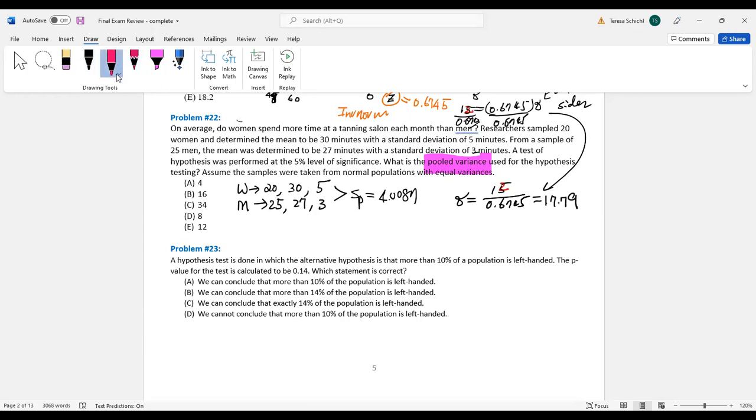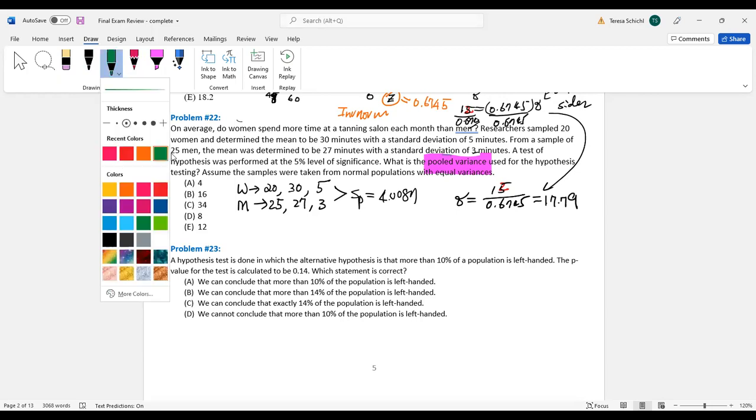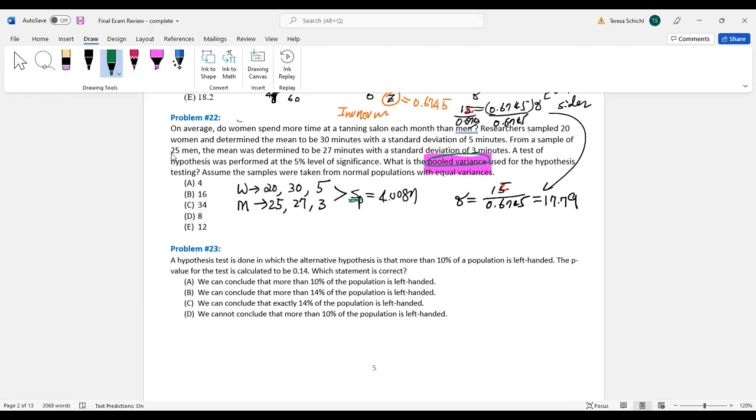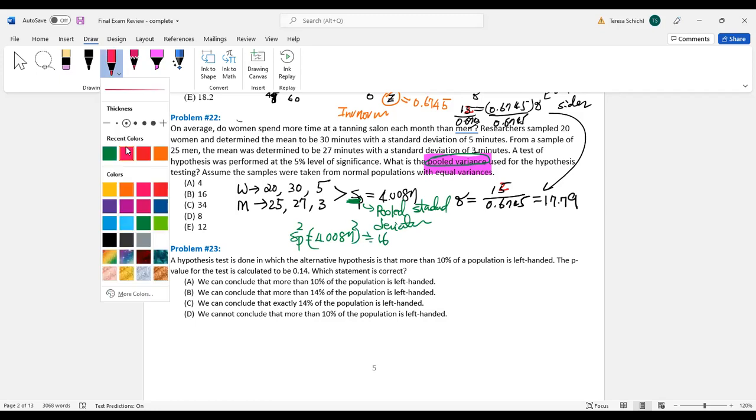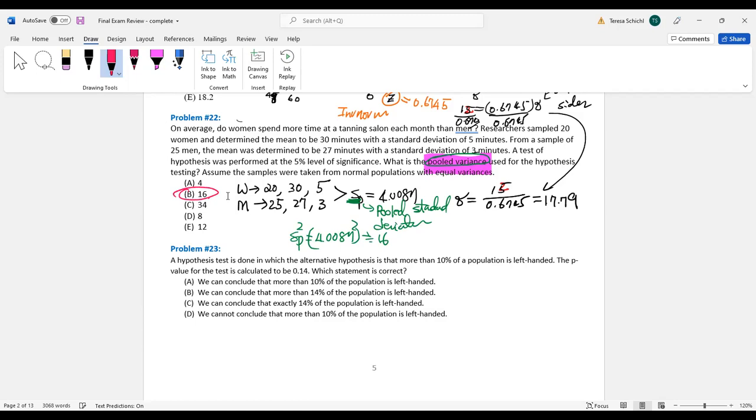But here, we are looking for the pooled variance, and this one is the pooled standard deviation. The variance will just be the square, so it will be Sp squared. So it's 4.0087 squared, which should be very close to 16. Just be very careful here. The answer here is 16.